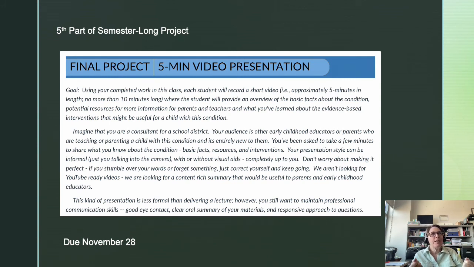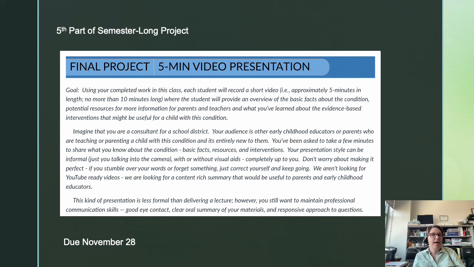So you are going to be video recording as if you are talking to a team of colleagues, and it might even include a parent in the room who's just learned that her son has this condition. So you're going to approach it as an informal presentation. It's not a lecture. It's not a formal thing with a PowerPoint.